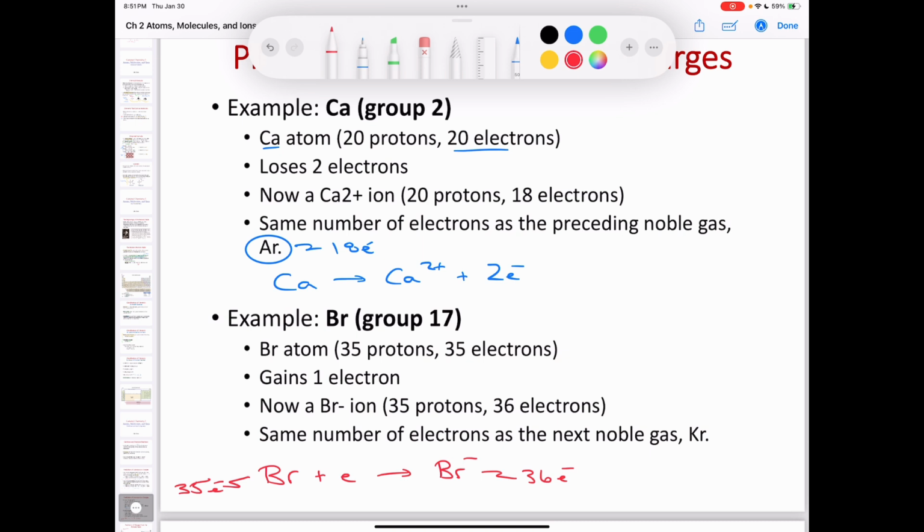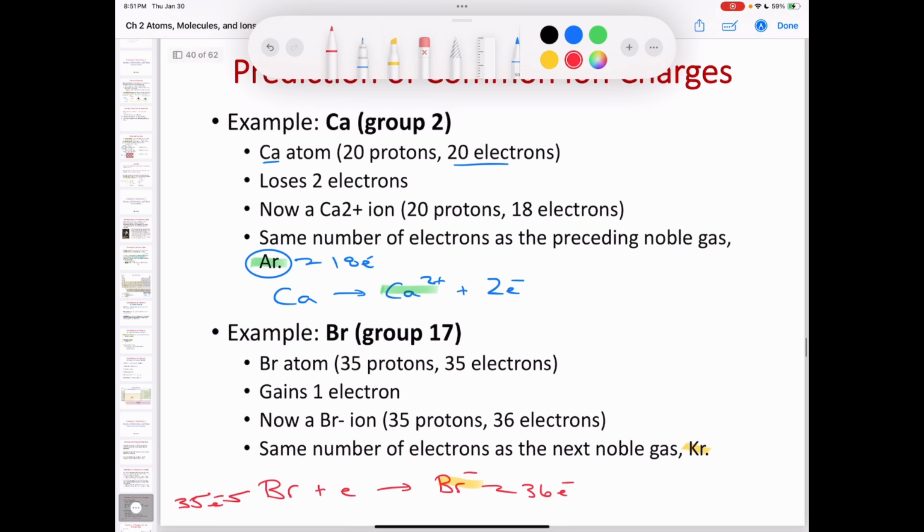And when you have an ion that has the same number of electrons as another element or another ion, we say it's isoelectronic. And so we would say that the calcium 2 plus ion is isoelectronic with argon. We would say that the bromide, or the bromine minus 1 ion, is isoelectronic with krypton. So that's a word you need to know: isoelectronic. Okay, same number of electrons.